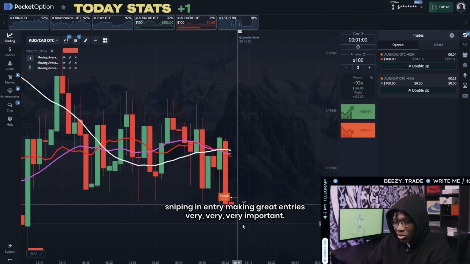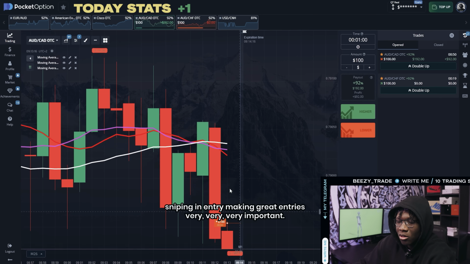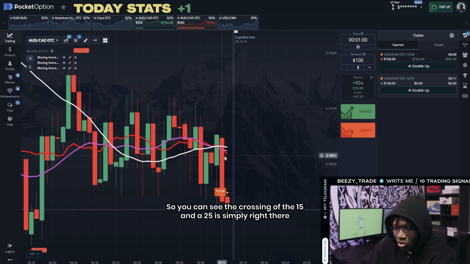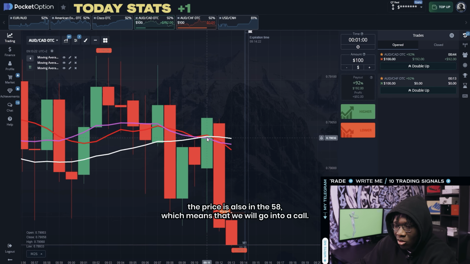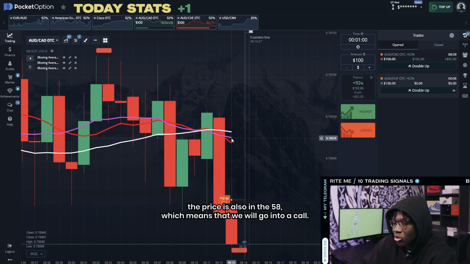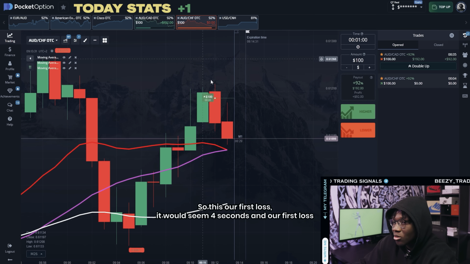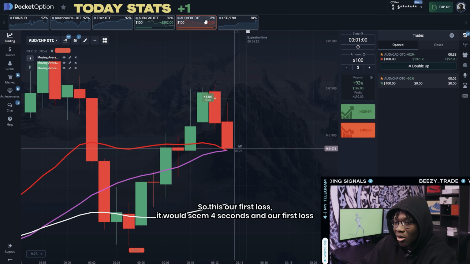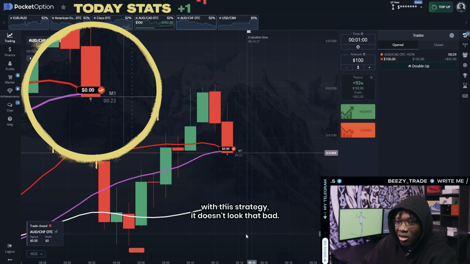So sniping an entry, making great entries, is very, very important. You can see the crossing of the 15 and the 25 SMA right there. And we can see the price is also above the 50 SMA, which means that we will go into a call. So this is our first loss, it would seem, by 4 seconds. And our first loss with this strategy. It doesn't look that bad.